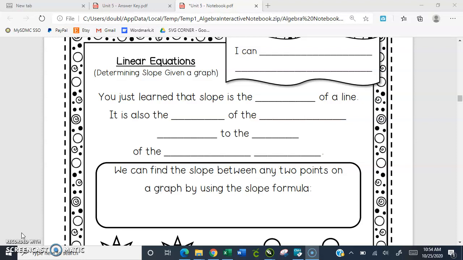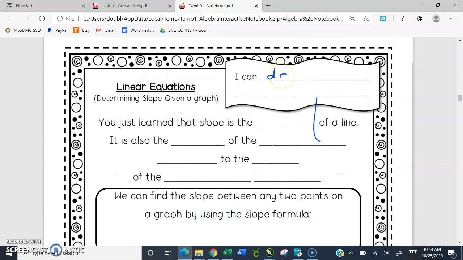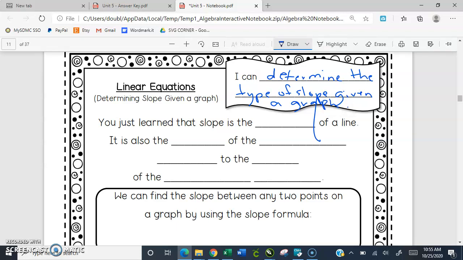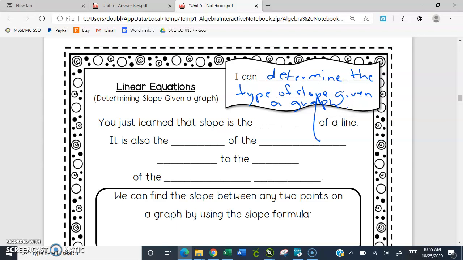So today, our I can, once we finish, is: I'll be able to determine the type of slope given the graph. All right, again, we should be able to determine the type of slope given the graph.